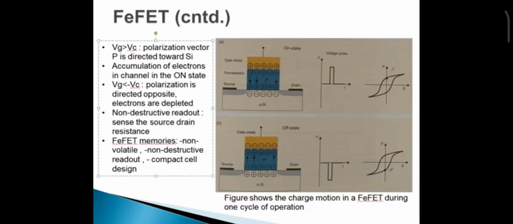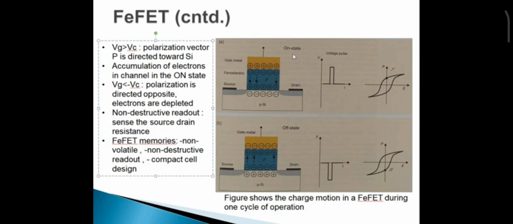The figure shows the charge motion in a ferroelectric field effect transistor during one cycle of operation. When the gate voltage is greater than the capacitor voltage, the polarization vector P is directed towards the silicon. Then there is accumulation of electrons in the N channel in the on state. But when Vg is less than Vc, the capacitor voltage, the polarization is directly opposite and the electrons are depleted in the channel region. Non-destructive readout senses the source-drain resistance. Ferroelectric field effect memories are non-volatile, with non-destructive readout and a compact cell design.